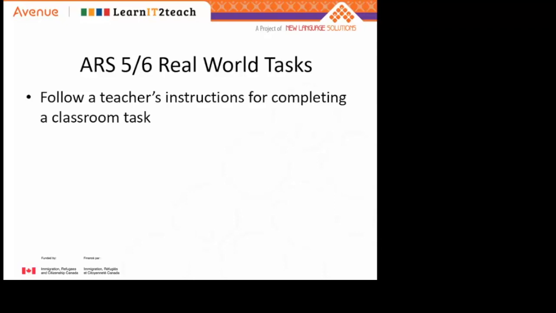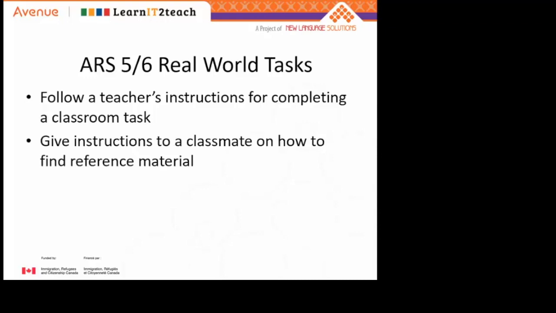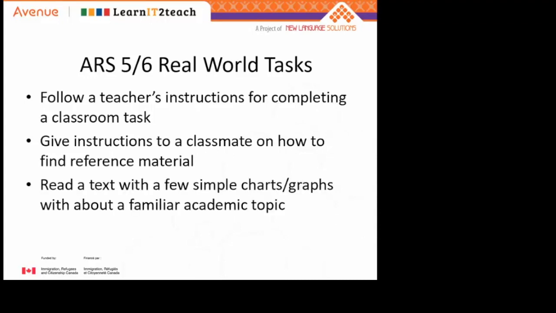First, follow a teacher's instructions for completing a classroom task, such as drawing a graph, for example, using data from a table to create a line graph. Next, give instructions to a classmate on how and where to find reference material, for example, using library resources or online information when preparing to write an academic essay. And then, read and interpret an informational text with a few simple charts, tables, and graphs about familiar academic topics, for example, economics questions such as how many people have a job or where do people live, and offer a general opinion about these topics.